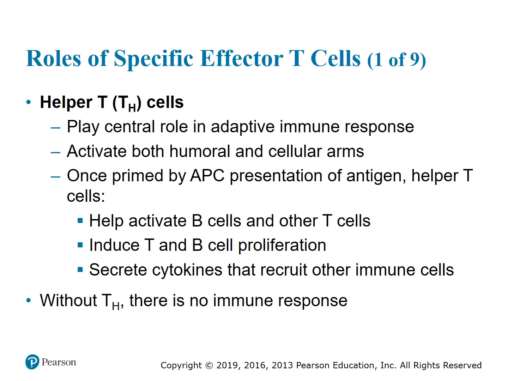Specific effector T cells. So helper T cells play a central role in the adaptive immune response. They activate both humoral and cellular arms. Once primed by the antigen-presenting cell presentation of the antigen, helper T cells help activate the B cells and other T cells. They induce T and B cell proliferation and secrete cytokines that recruit other immune cells. Without the T helper cells, there's no immune response.